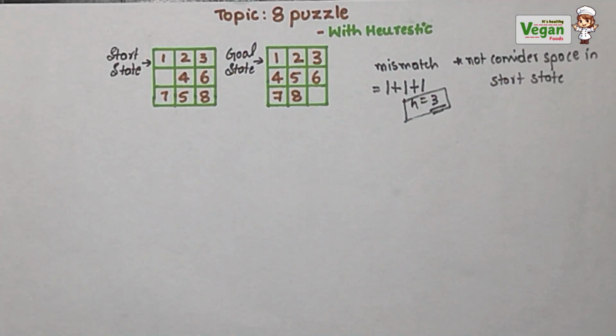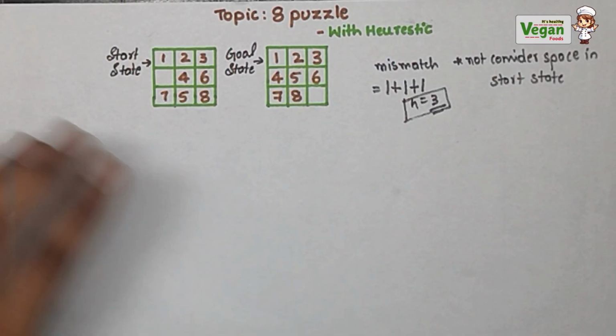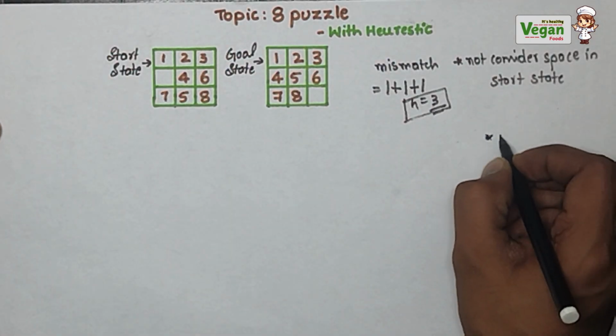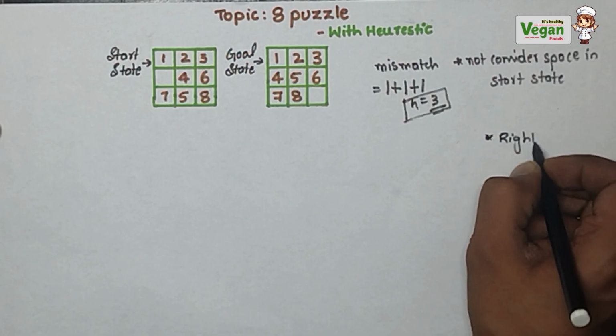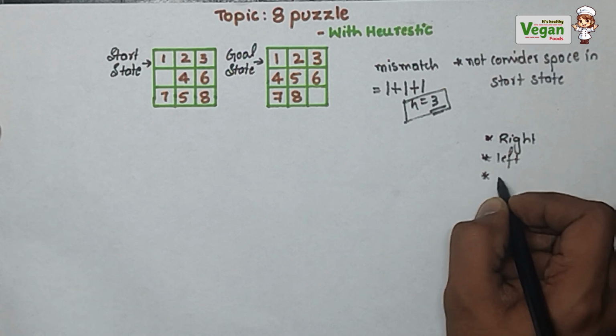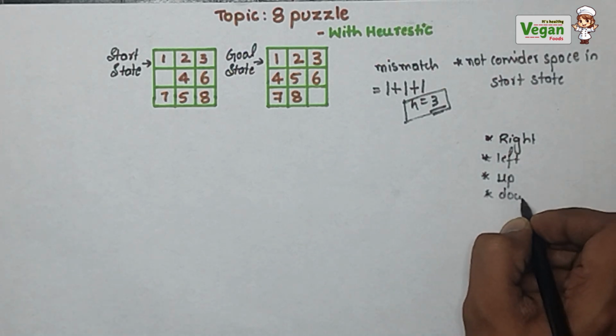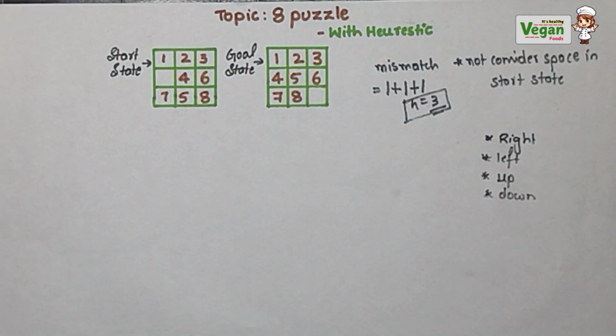In every step we will be considering the heuristic value of every state. Now let's proceed. This 8 puzzle problem has 4 major actions. First one is the right side move. Second one is the left move. Third one is the upside move. Fourth one is the downside move. 4 moves will be available.